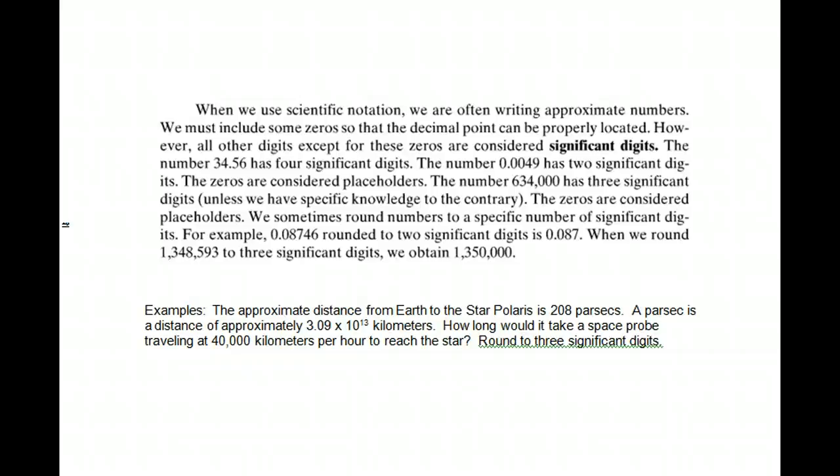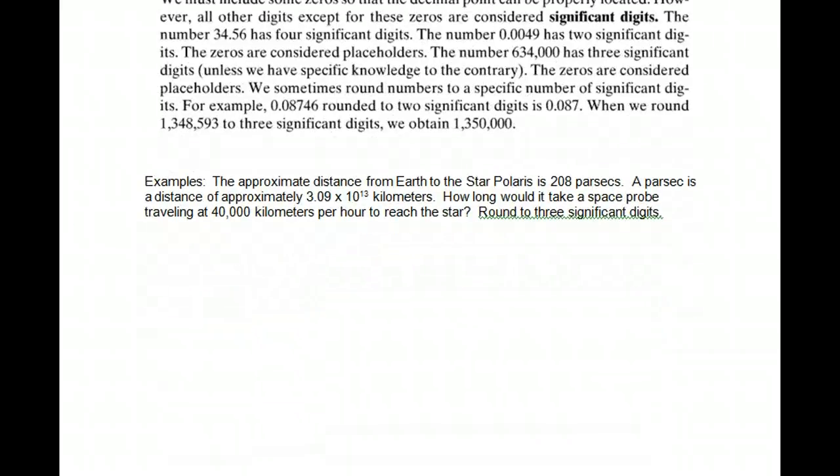The approximate distance from Earth to the star Polaris is 208 parsecs. A parsec is a distance of approximately 3.09 times 10 to the 13 kilometers. How long would it take a space probe traveling at 40,000 kilometers per hour to reach the star? And they want us to round it to 3 significant digits.